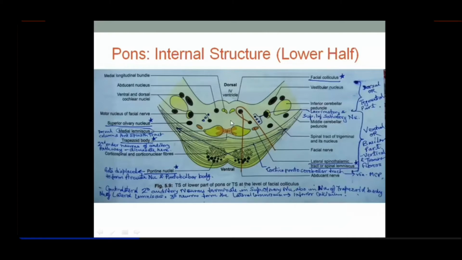Now, in the upper and lower sections of the pons, you will find that the basilar or ventral portion is the same in structure. There's hardly any difference between the upper and lower sections in the basilar portion. Whatever differences you'll appreciate are in the tegmental portion, that is the dorsal portion of the pons, right? The tegmentum is actually an upward extension of the medulla. The pons is an extension of the medulla, except for the ventral or basilar portion.